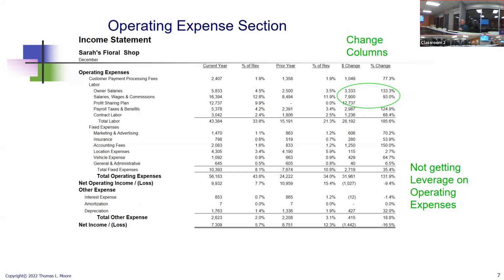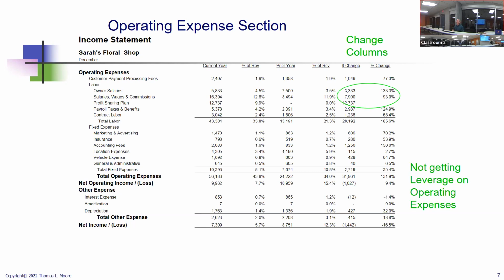Another contributor is the fact that salaries, wages, and commissions have gone up. You can see there, the dollar change is $7,900 between current year and prior year. That's a 93% increase. That's a pretty good size increase. So that's another reason why that's changed. Now, if you remember from the top of the income statement, where we saw sales, we saw that sales increased. So that makes sense that salaries and wages and commissions would also increase in a commensurate way.